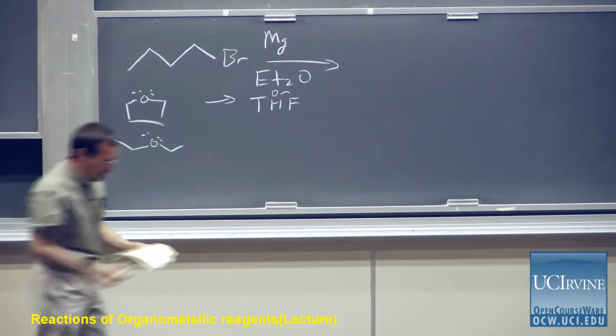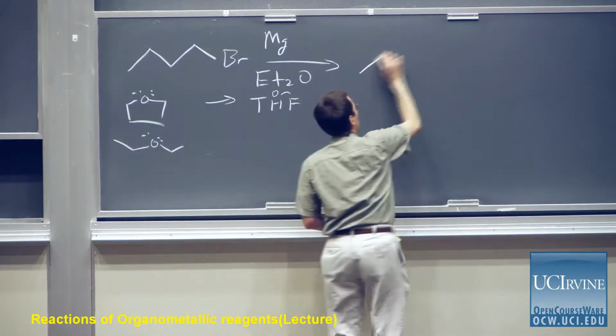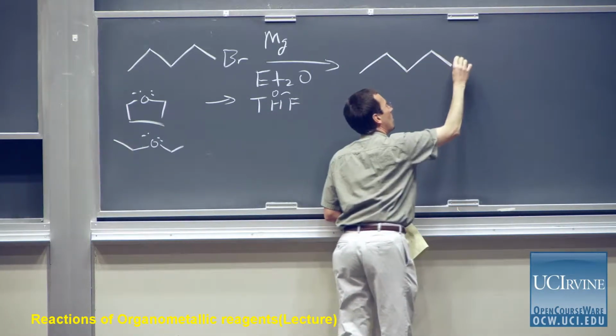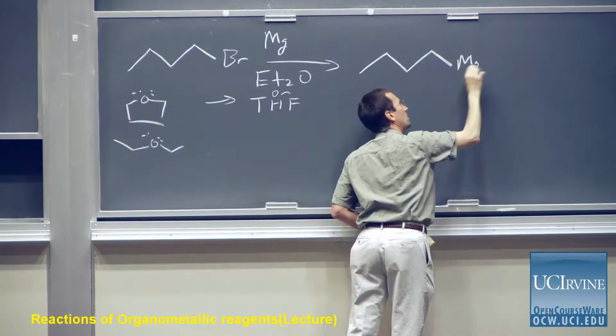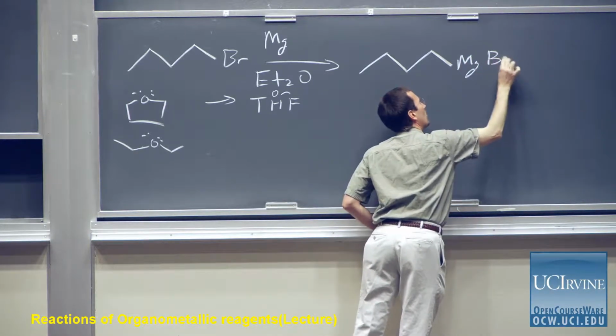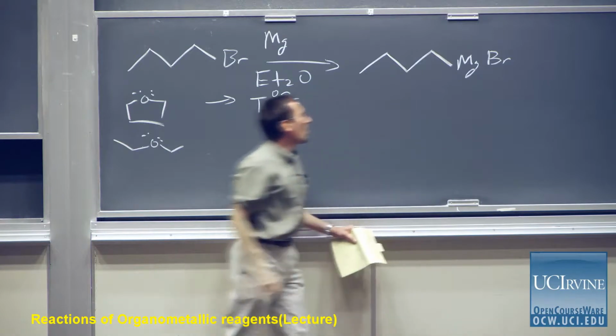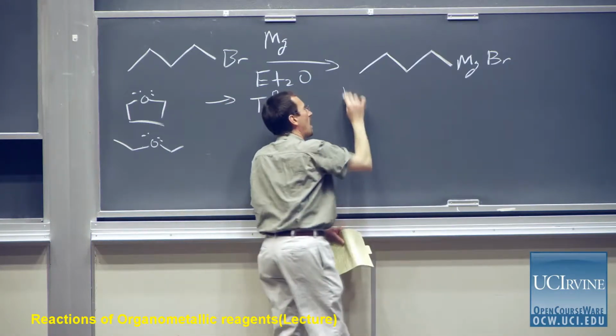The result is that you get a Grignard reagent. I started with butyl bromide here, and so I'll write the Grignard reagent from butyl bromide. We call this butyl magnesium bromide.